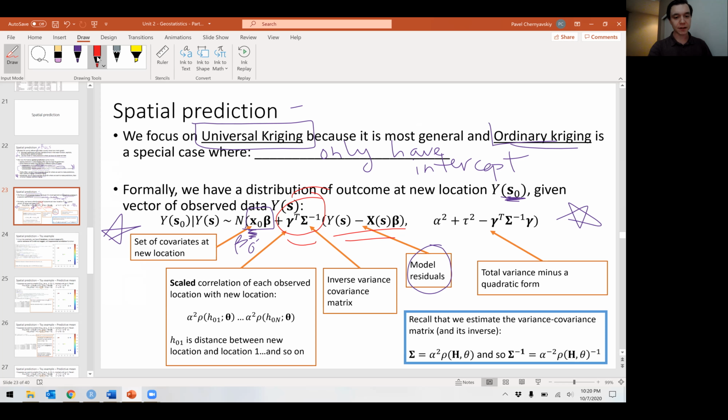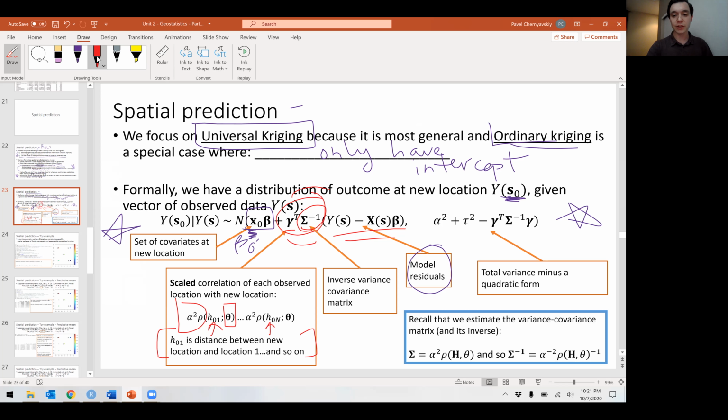So gamma specifically is the distance between all of our observed locations and the new location fed into our spatial correlation function. It's basically a scaled correlation between all of our observed data and wherever we want to make a prediction. We find our distances, feed them into our correlation function. Here is the range parameter. Here is the partial sill. And so we make our scaled correlation. This is, of course, the inverse variance covariance matrix that itself contains spatial information.